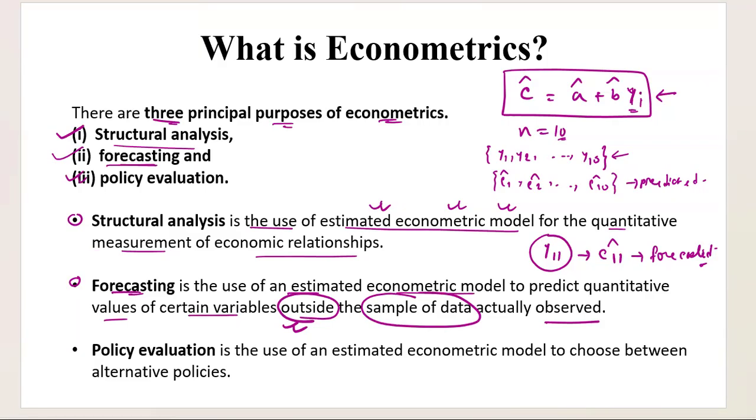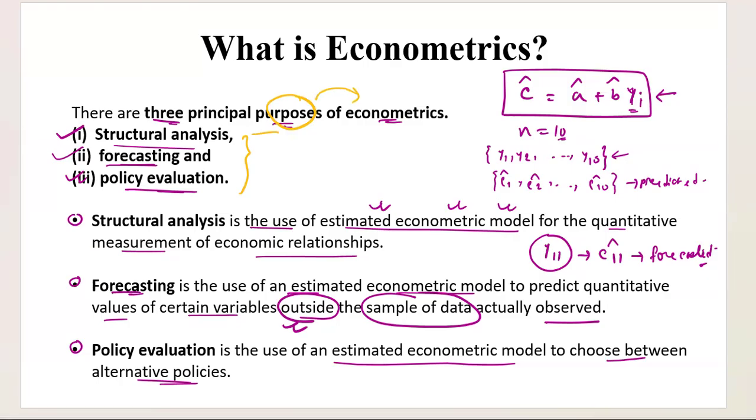And the third thing is the policy evaluation. So policy evaluation is the use of this estimated econometric model to choose between alternative policies. So once you have this estimated model, you can do the cost benefit analysis and see which policy is giving you better results, and you can choose the policies accordingly, right? So these are the three basic principal purposes why we study econometrics.